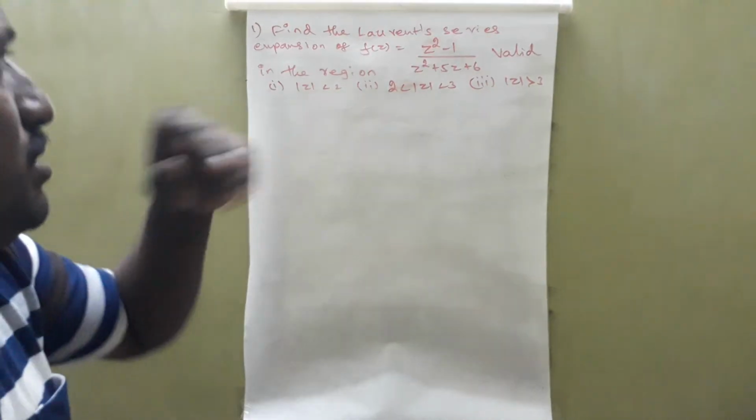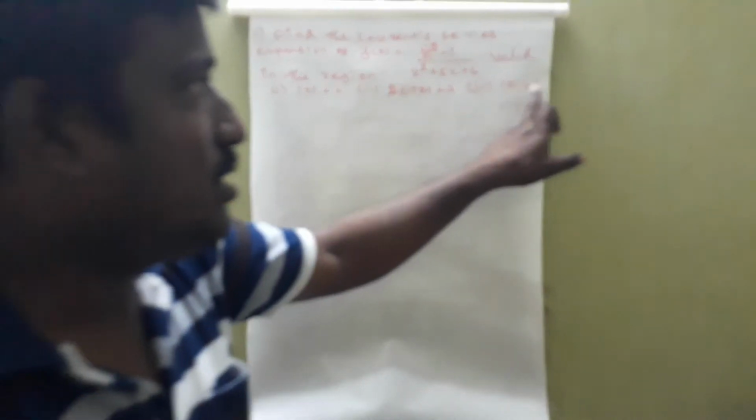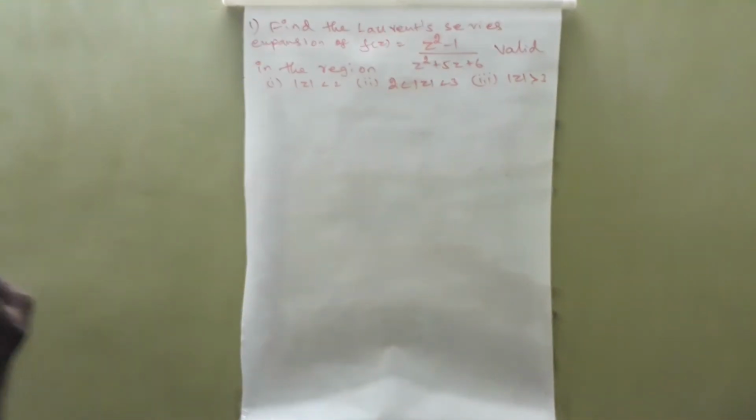The first one is modulus of z less than 2. The second one is 2 less than modulus of z less than 3. The third one is modulus of z greater than 3.